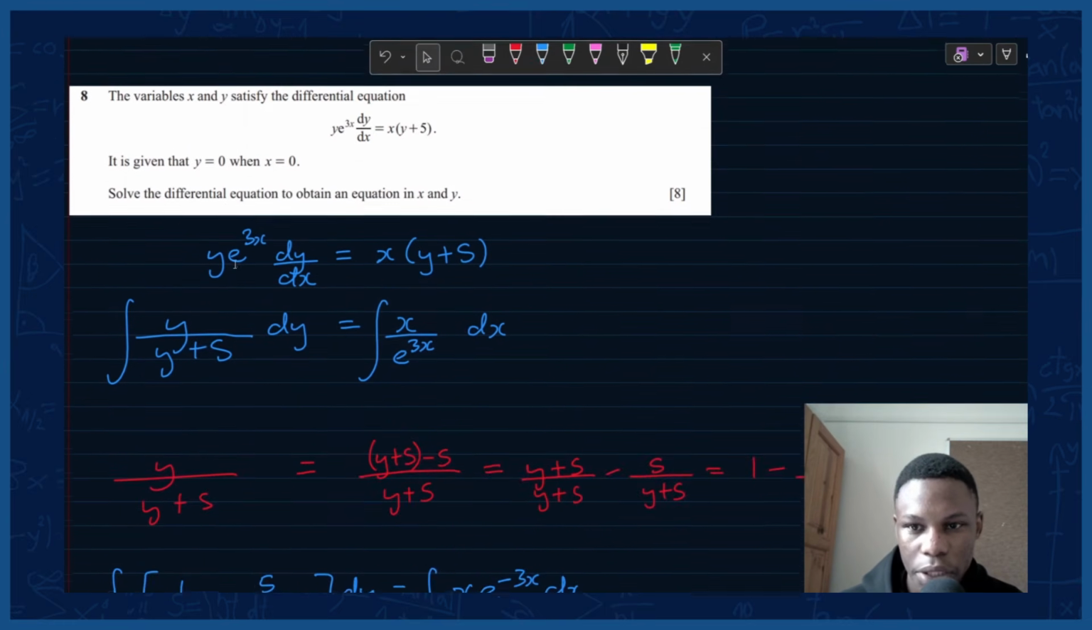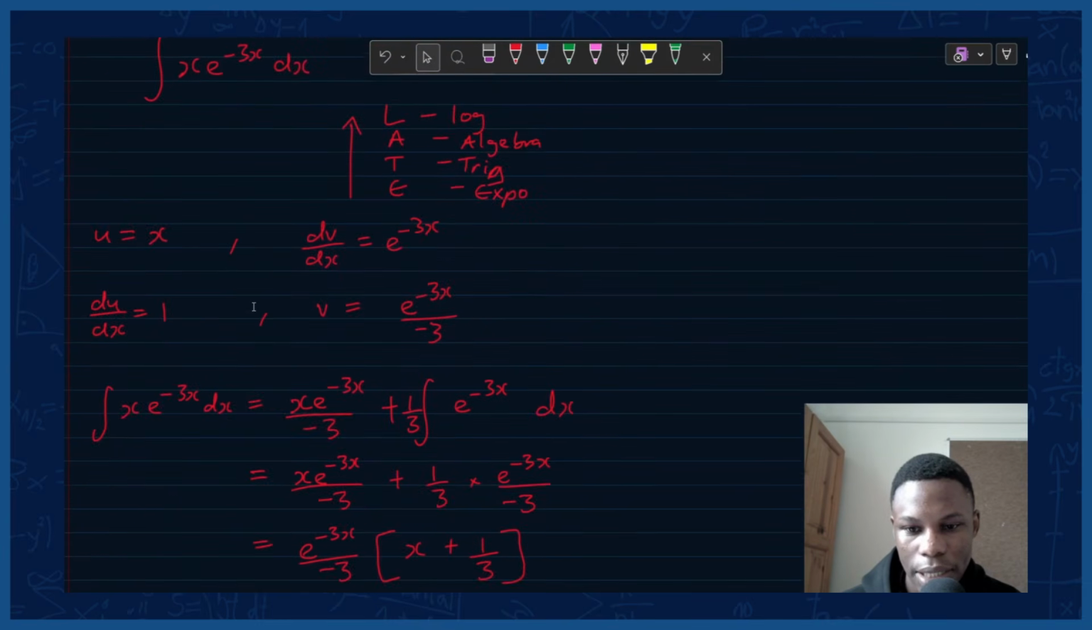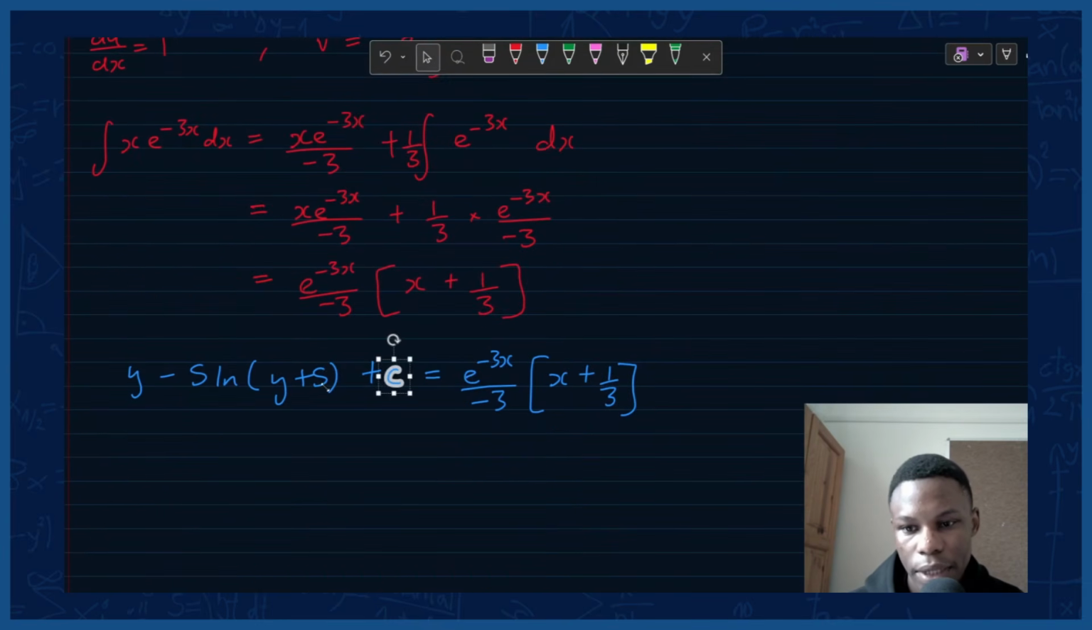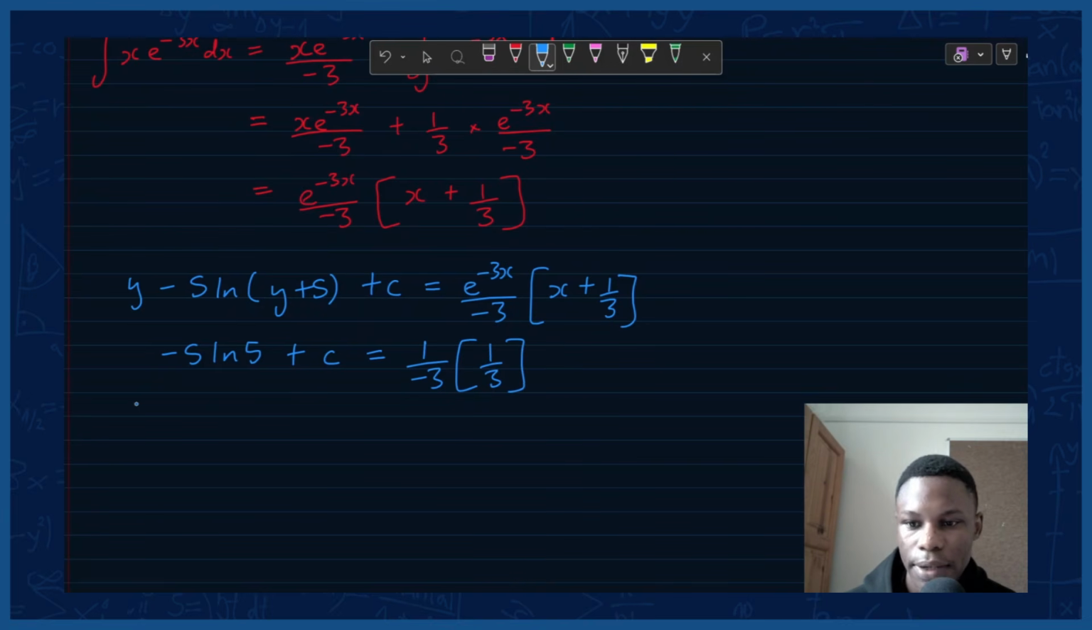And we have been told that it is given that y is 0 when x is 0. So I can use that to evaluate c. So y is 0 and x is 0. So this becomes 0 minus 5 ln 0 plus 5. So 5 plus c is equal to e to the negative 3 times 0. So that's e to the negative 0, which is e to the 0. E to the 0 is 1. So 1 over minus 3. And then 0 plus a third. So that's just a third.